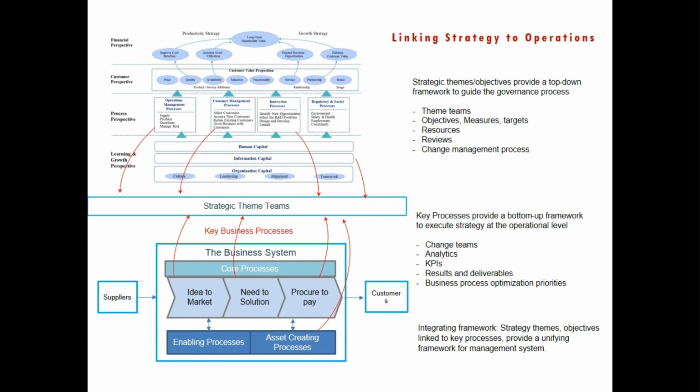The operations can be linked to strategy. The diagram shows how the process flows are defined and linked to the themes in the strategy map. Strategic themes and objectives provide a top-down framework to guide the governance process. Theme teams: objectives, measures, targets, resources, reviews, change management process. Key processes provide a bottom-up framework to execute strategy at the operational level. Change teams: analytics, KPIs, results and deliverables. Business process optimization priorities: integrating framework. Strategy themes and objectives linked to key processes provide a unifying framework for the management system.